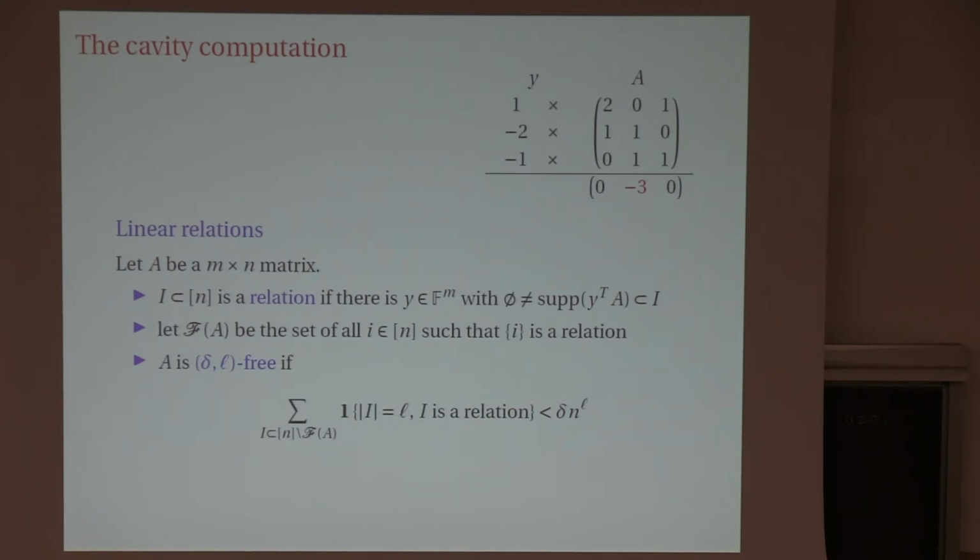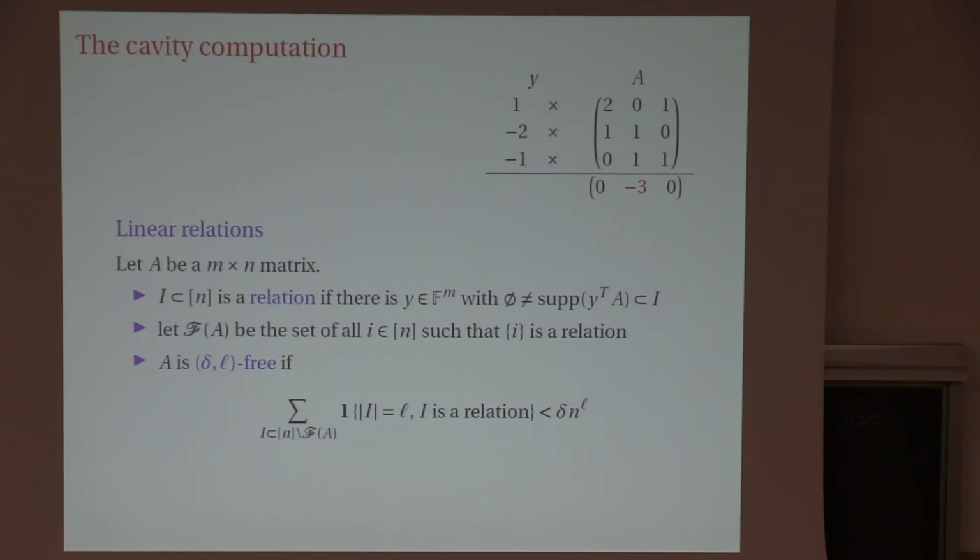And finally, I'm going to say that my matrix is delta L free if the number of non-trivial relations of size L that do not contain any of these frozen variables is negligible. So free means there are few linear relations of small size that do not already contain a frozen variable. Okay? And that's what I would really like to accomplish.